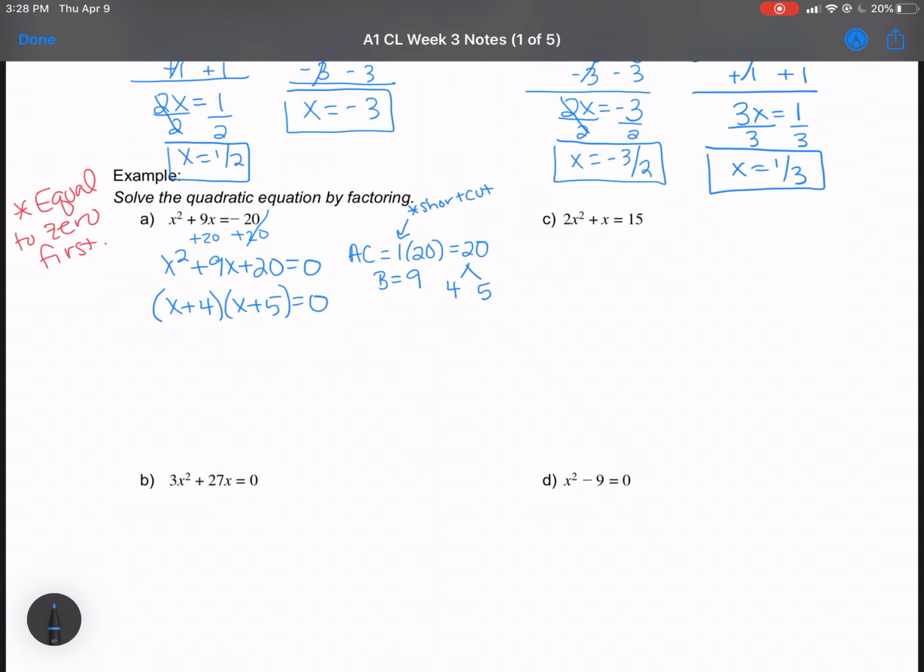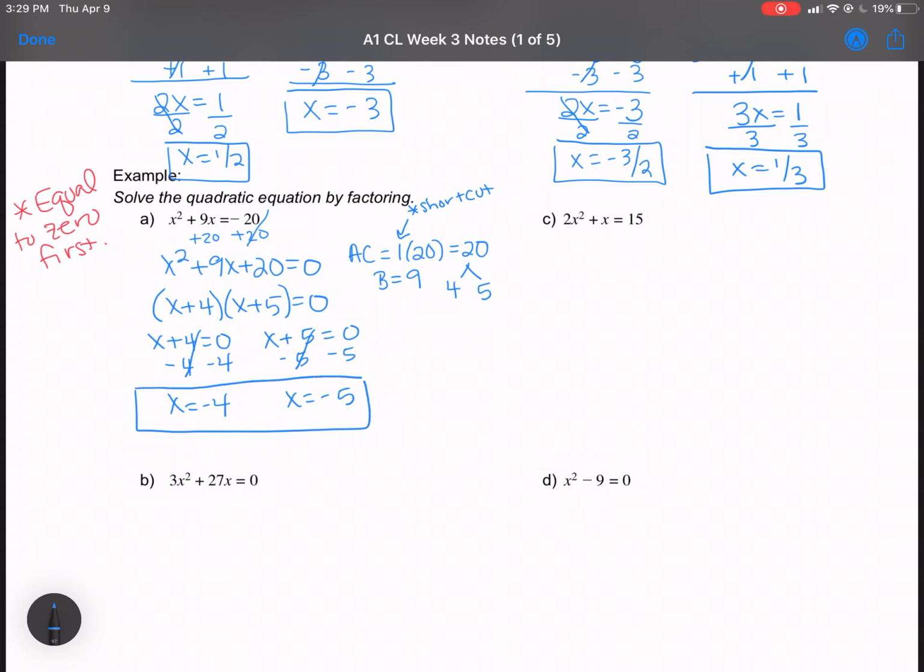Now we can break them apart. X plus 4 equals 0, and x plus 5 equals 0. So for the first one, if x plus 4 equals 0, we can subtract 4 from both sides. So x equals -4. And then on the second one, x plus 5 equals 0, subtract 5 from both sides. So x equals -5. And there's your two solutions.